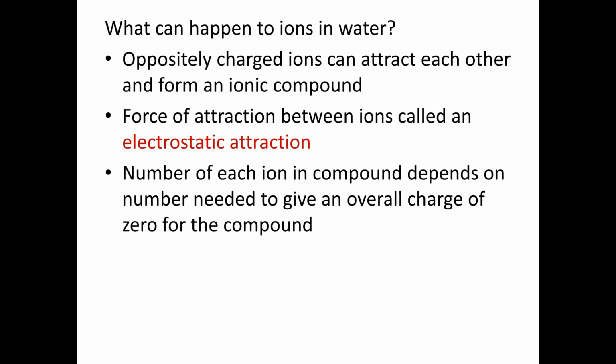Number of each ion in a compound depends on number needed to give an overall charge of 0. So, for example, let's say we have sodium ion. Let's say we have oxide ion. Now, when these two come together to form a compound, you can't produce just NaO. The reason is because positive 1 and negative 2 gives you an overall charge of negative 1. That's not what you want. What you want instead is that the compound has a charge of 0. So how do you accomplish that?